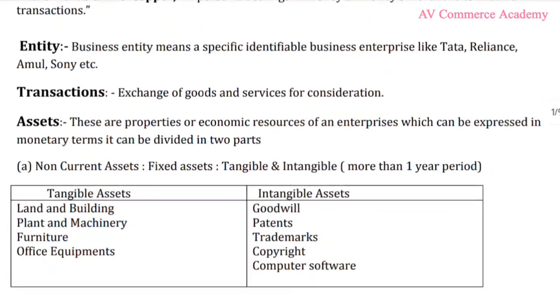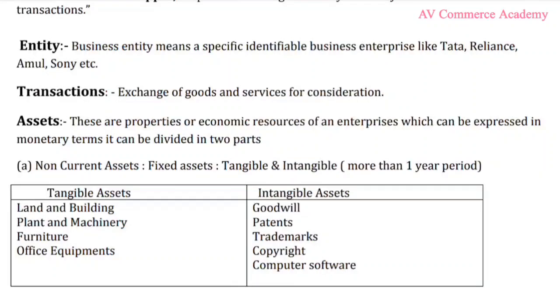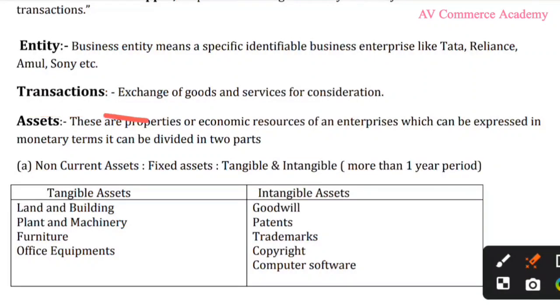And next one is the transaction. A transaction is exchanging goods and services for consideration. Transaction means it has both sides: one is goods or service, and the other is you get the cash or service.